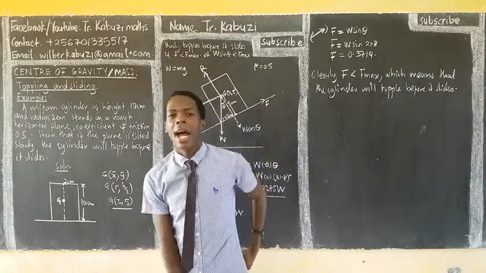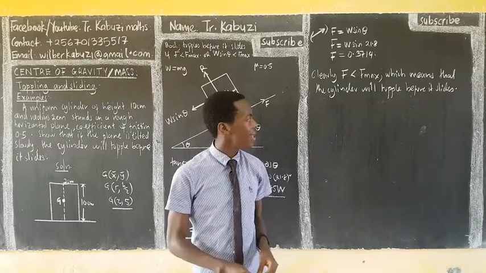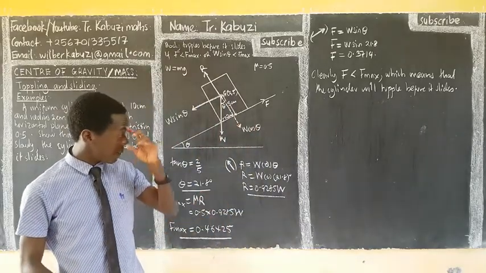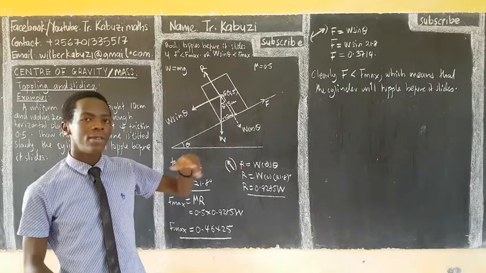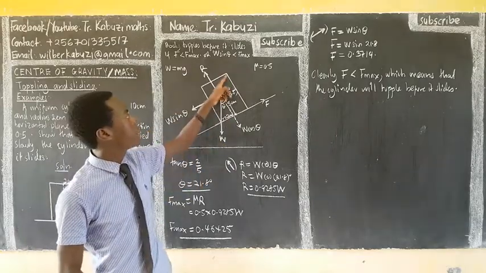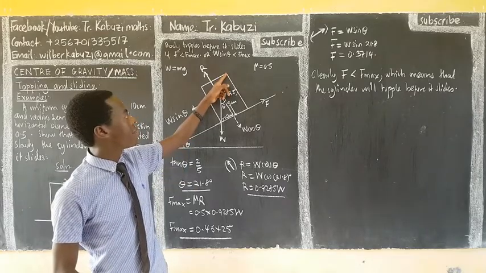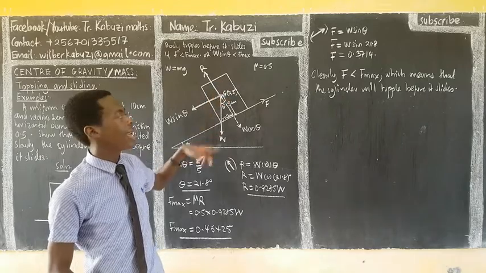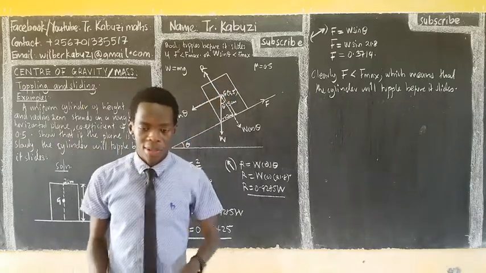So that question is done in that order. We are going to another question. But before it topples, as simple as that, you have to know those conditions, which we saw in the last lesson. For it to topple, it means that the weight, from here up to here, will be active in that sense. So that's it. I wish you well.